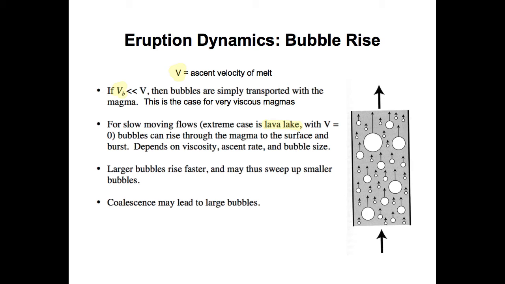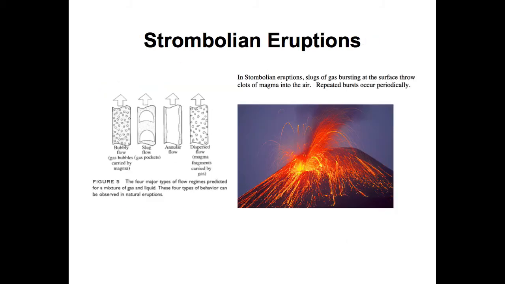It's already mentioned that the large ones can sweep up the smaller ones. And we think that's at least the most commonly accepted model of strombolian eruptions, that these bubbles coalesce together and form what are called slugs. That's illustrated in this cartoon here. Instead of having dispersed bubbles of small size, the larger ones sweep up the small ones, collect into relatively large pockets or slugs of magma.